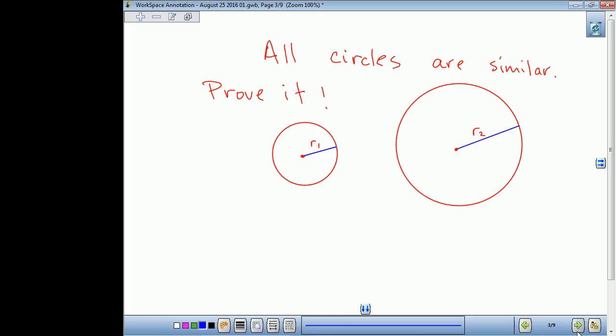Take just a moment. Talk amongst yourselves. How can we prove that all circles are similar? Go.